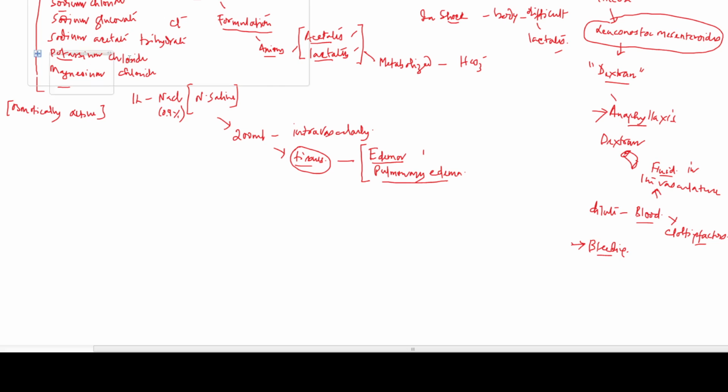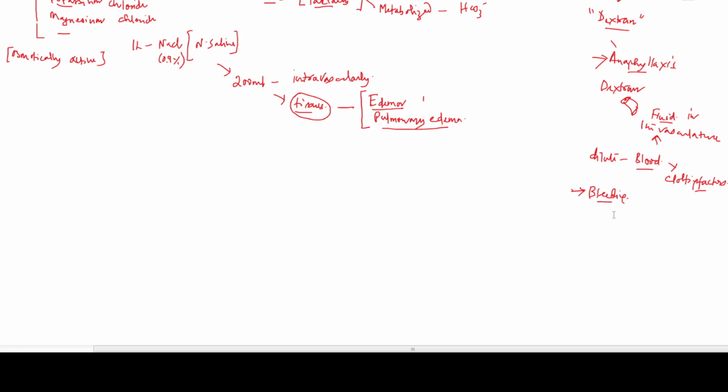So what is gelatins? We've talked about dextran. Let's now talk about gelatins. So what are gelatins? They are basically hydrolyzed products of polypeptides, which are derived from bovine collagen.